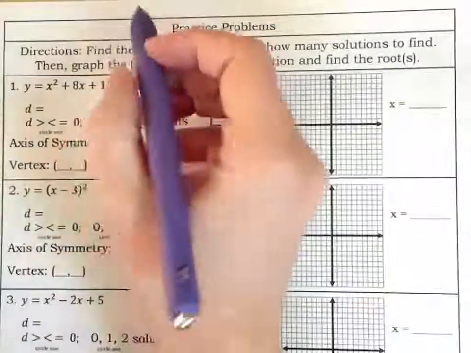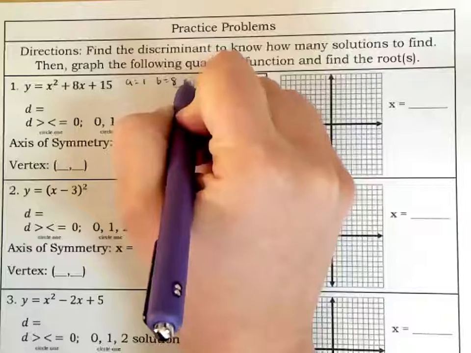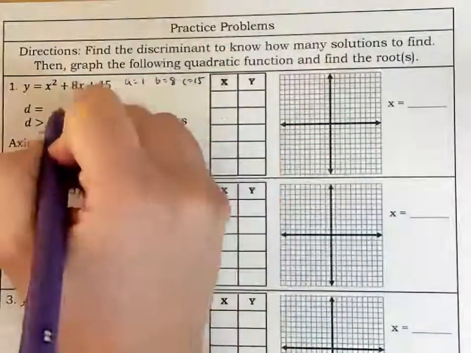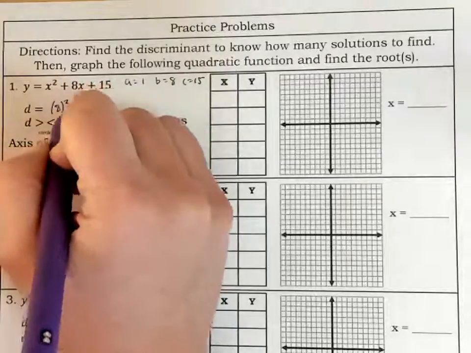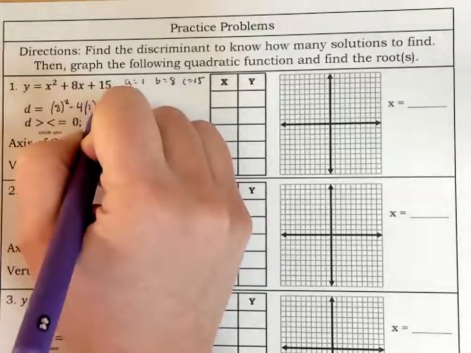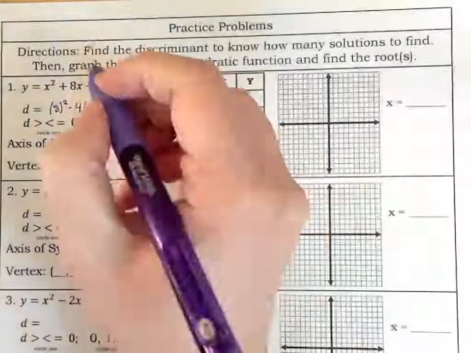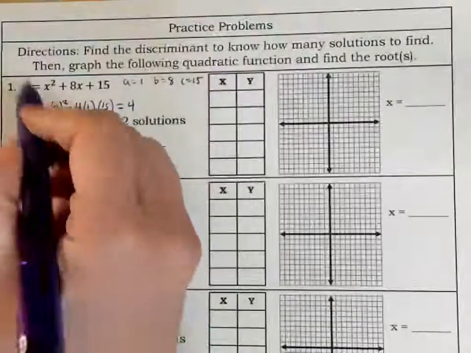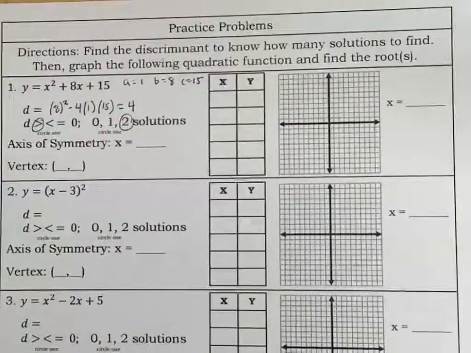Alright, so first thing we need to do is find our discriminant. So a is equal to 1, b is equal to 8, and c is equal to 15. If I plug these in, I have 8, which is b squared, minus 4 times a, which is 1, and c, which is 15. We simplify that using our calculator, and we get 4. 4 is greater than 0, so we are looking for 2 solutions on this one.